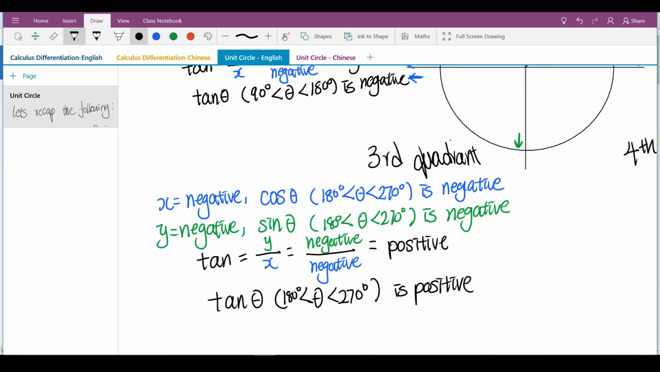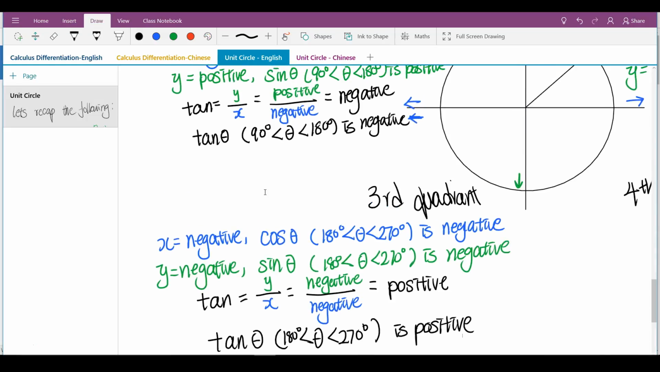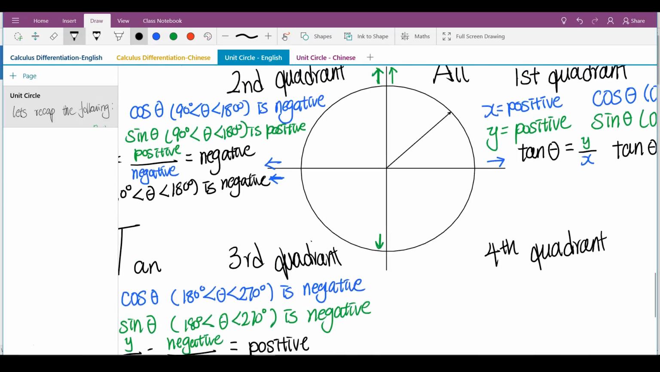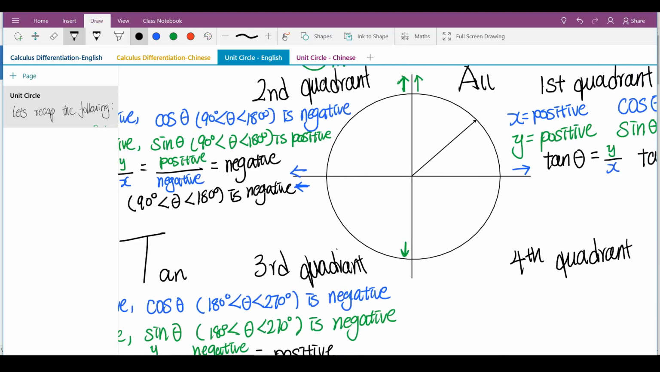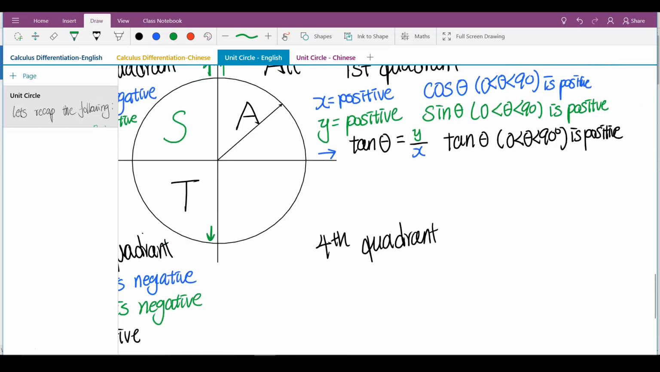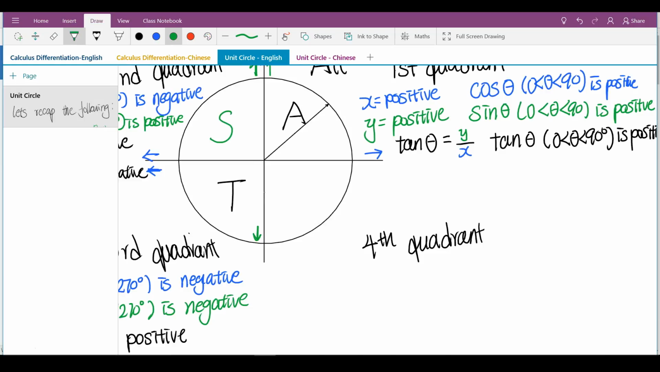So that's why we call the third quadrant a big T for tan. I just write it in there. We've got the A here, we've got an S there. Now, can you guess what's the last one? Most of you should be able to guess.